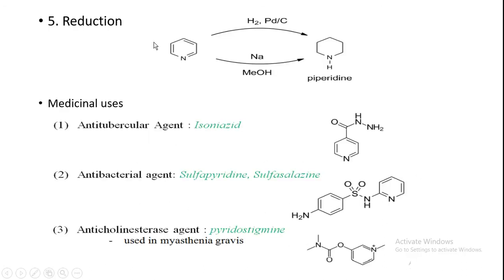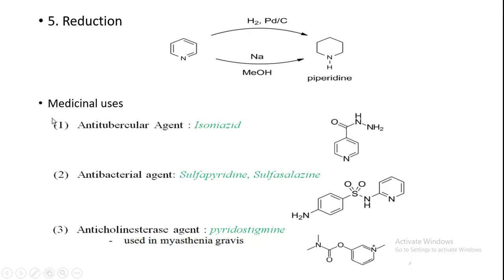Then next, the reduction reaction, that means addition of hydrogen. You either do it with a palladium catalyst, or with sodium and methanol, and you will get piperidine. That means all the unsaturation will be gone and you will get a fully saturated compound, with addition of hydrogen at every position. You just see here, hydrogen is added to get the ring piperidine. So it is a six-membered nitrogen-containing fully saturated compound, piperidine.